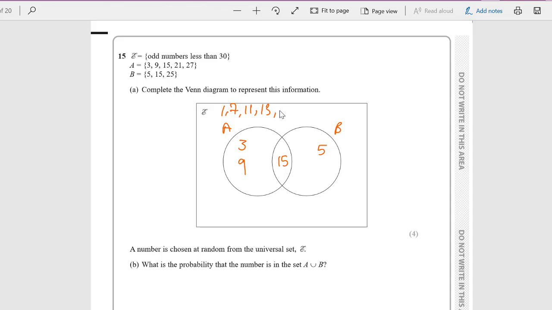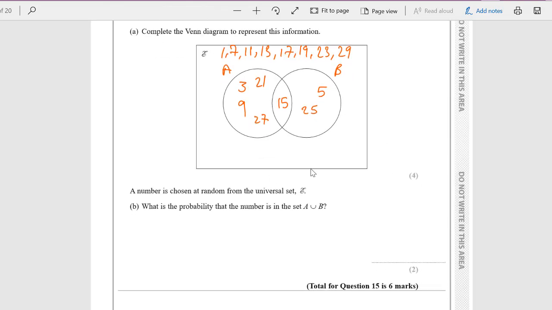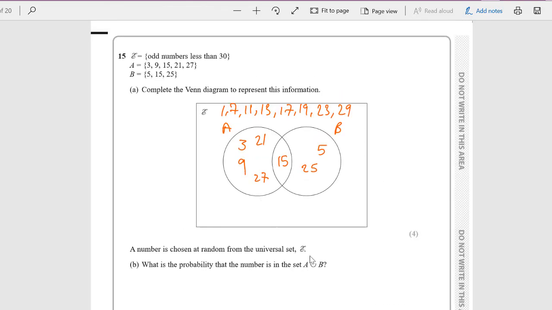16, 17, 18, 19, 20, 21, 21 is there. 22, 23, 24, 25, we've got 25 there. 26, 27, we've got 27 there. 28 and 29, and that's it. Brilliant.